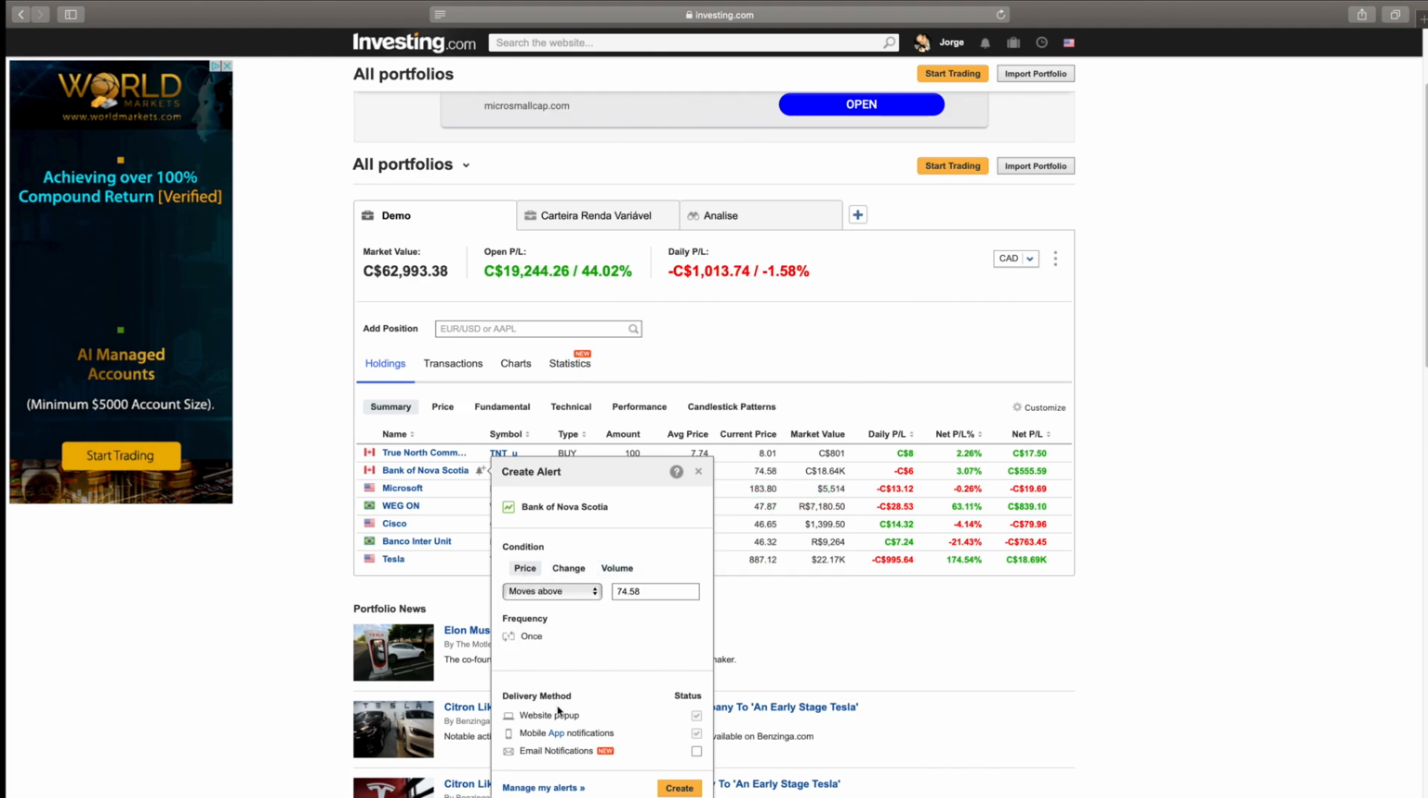If I want to create this alert, I can choose how I'm going to receive it. It can be a pop-up in the website. Of course, you need to be logged in to the website to see the pop-up. You can have the notification in your app, on your mobile, Android or iOS, or you can receive a notification by email. So you create a new alert about Bank of Nova Scotia when the price moves above 74.58.